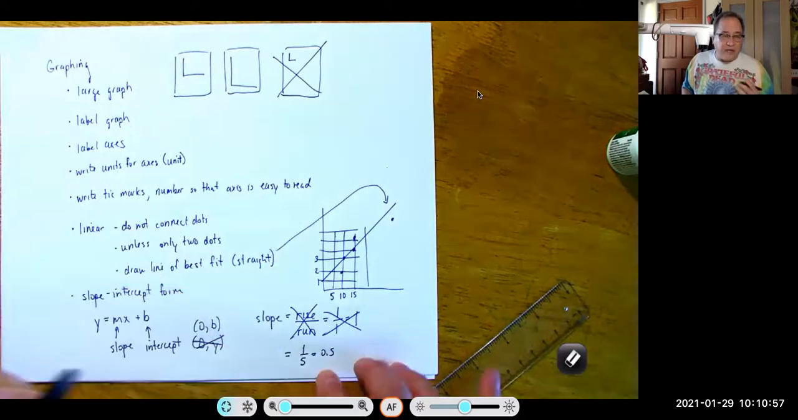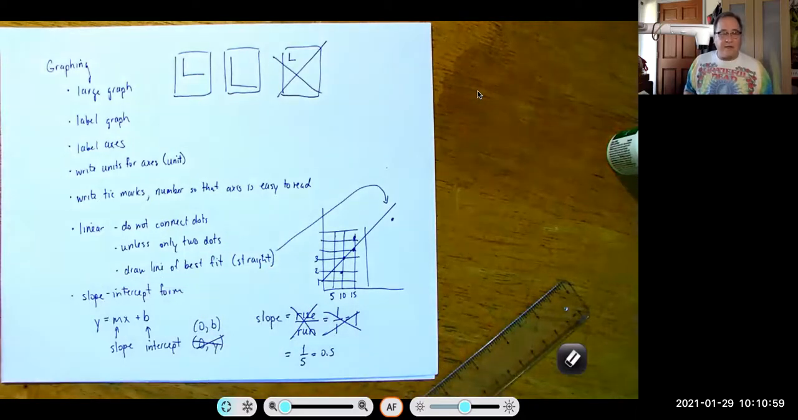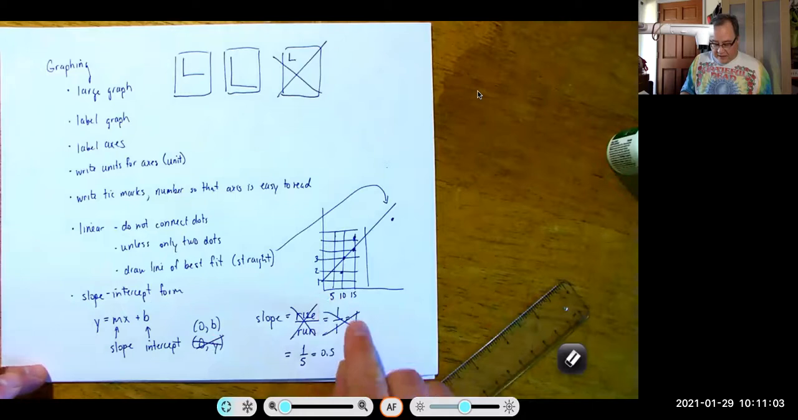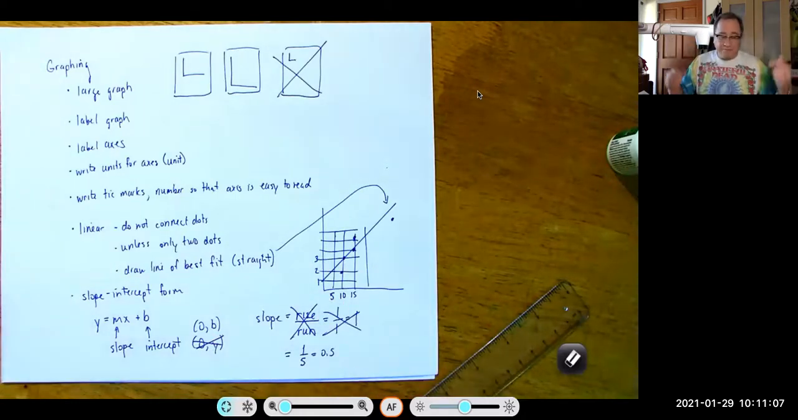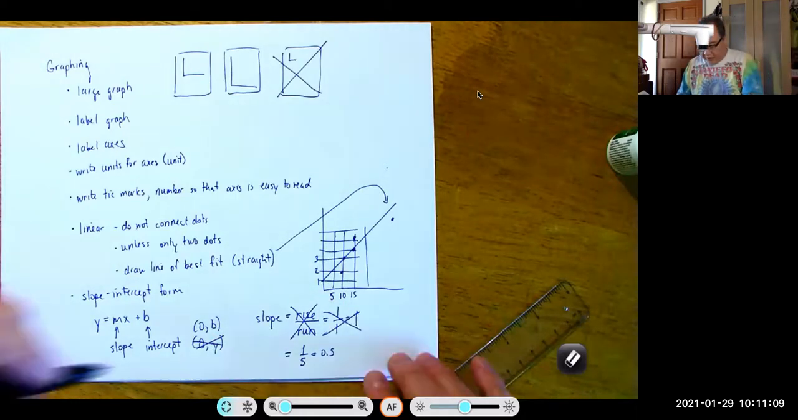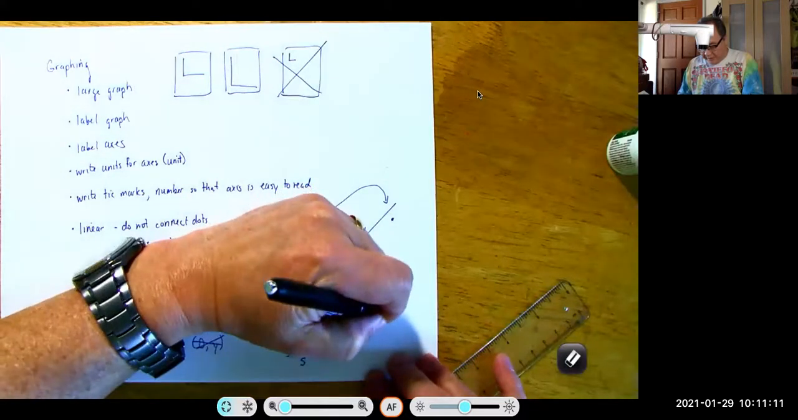So the problem with the idea of rise over run is people often incorrectly use the block as a block as 1 by 1. So I use change in y over change in x.